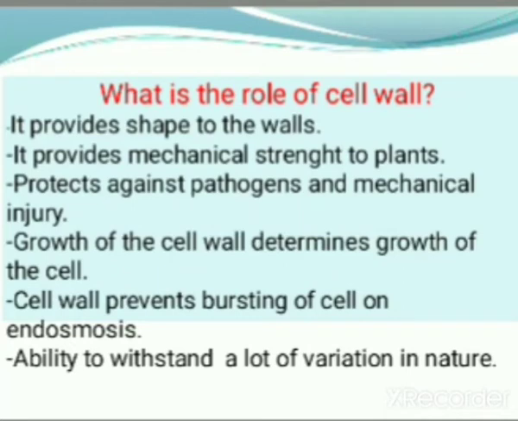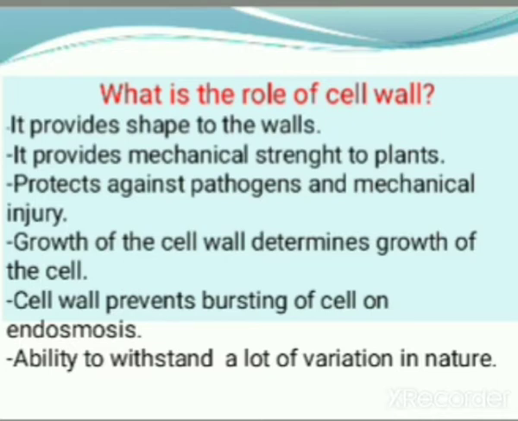What is the role of the cell wall? The cell wall provides shape to the cell. It provides mechanical strength to plants, and protects against pathogens and mechanical injury. Growth of the cell wall determines growth of the cell. Cell wall prevents bursting of the cell on endosmosis, and gives the ability to stand a lot of variation in nature.